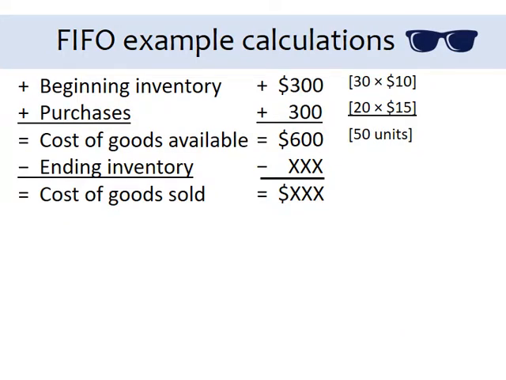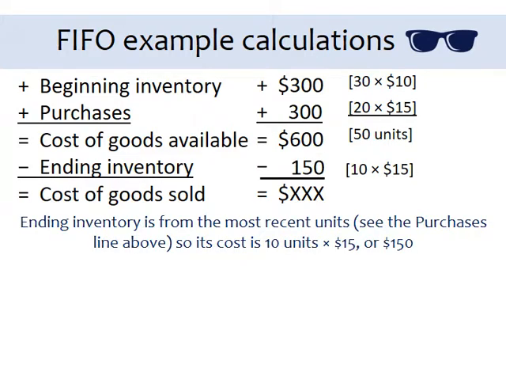Ending inventory is from the newest units, since FIFO means that the first units in, the oldest units, are sold first, leaving the newest ones in ending inventory. The ending inventory is $150, which I got by taking the 10 units in ending inventory and multiplying by the $15 price that came from the purchases. The purchases were the most recent units in, and with FIFO, ending inventory is always the most recent units.